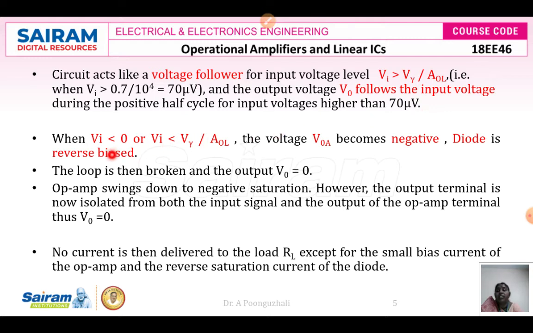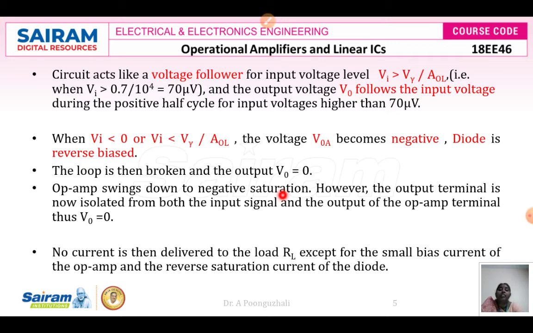But when Vi is less than 0, or when Vi is less than V gamma by AOL, the voltage VOA is going to become negative. That means the diode is reverse biased. When the diode is reverse biased, the loop is going to be broken. When the loop is broken, there is going to be no current flowing through the RL, and the output voltage is going to be 0 during the negative cycle there. But your op-amp is going to swing down to the negative saturation there.